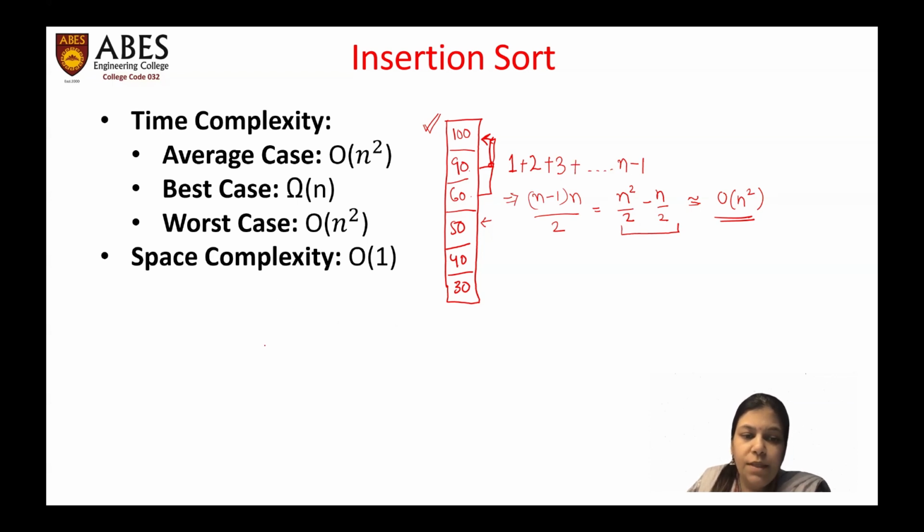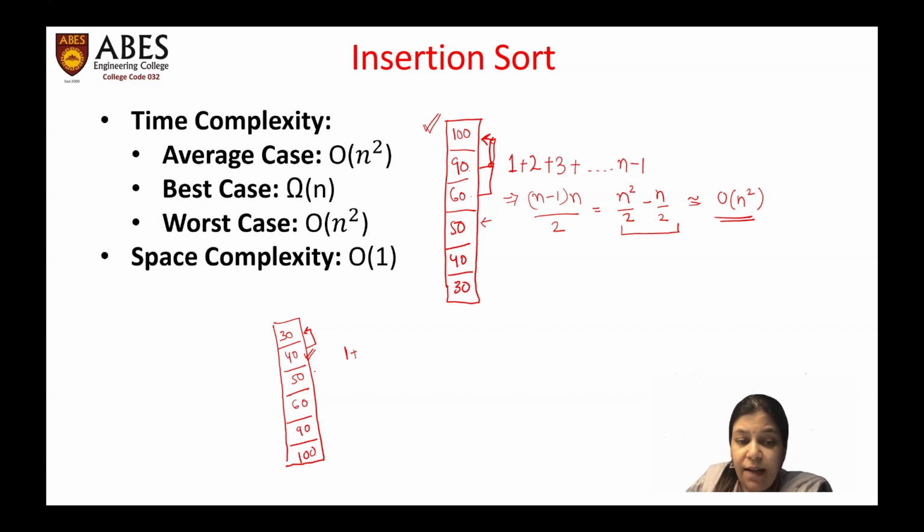And if we want to discuss the best case complexity of insertion sort, suppose we have the similar elements, but they are stored in ascending order and they're already sorted. So suppose this is 30, this is 40, this is 50, then we have 60, then we have 90, and then we have 100. So you can see that when we start selecting the key value from the second element and compare it with the previous element, there will be only one comparison.